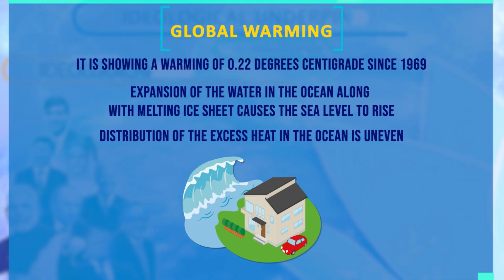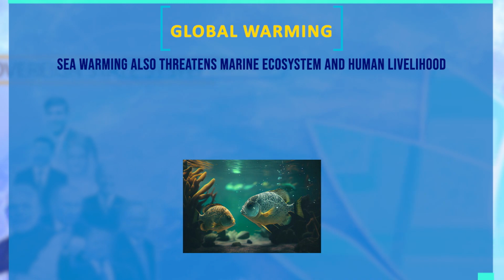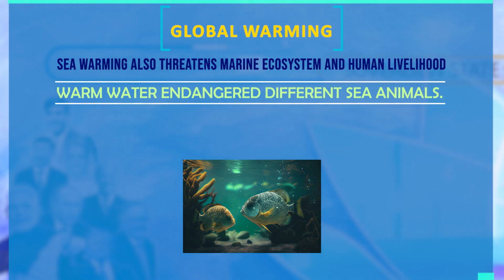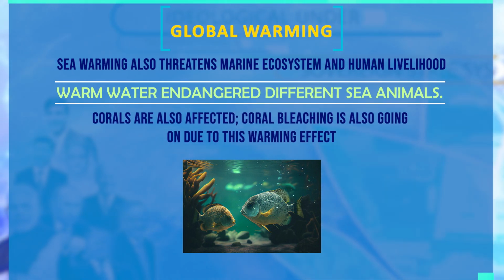The distribution of the excess heat in the ocean is uneven, with the greatest ocean warming occurring in the southern hemisphere and contributing to the underground melting of the Antarctic ice, which also increases the sea level, right? Finally, sea warming also threatens marine ecosystems and human livelihood. For example, warm water endangers different sea animals, right? Corals are also affected. Coral bleaching is also going on due to this warming effect.